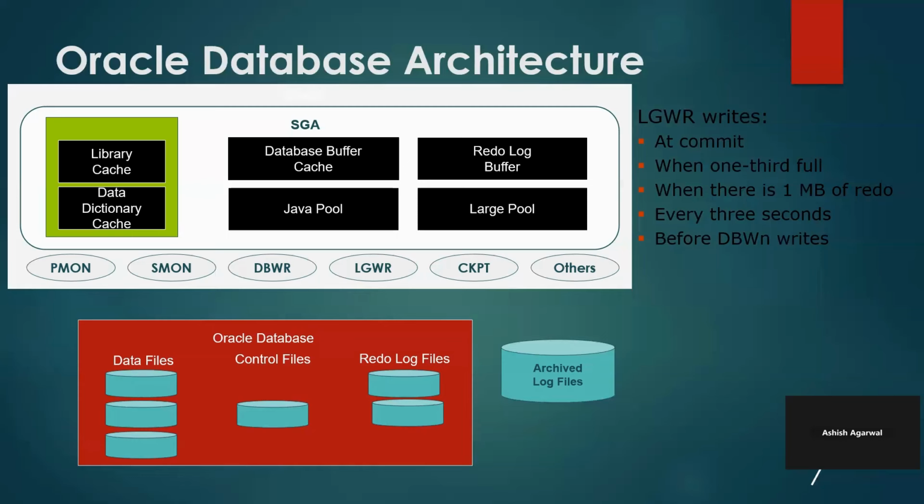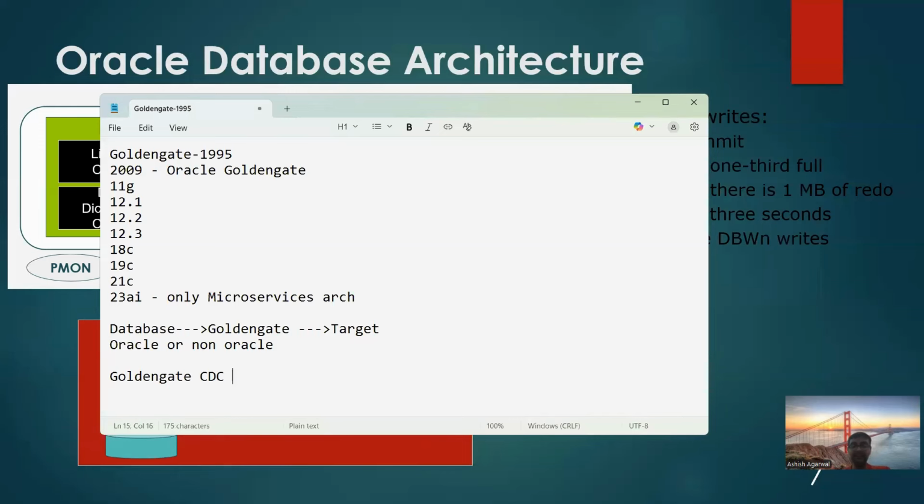Okay, so for GoldenGate to read the data from the source, now the question is, what is GoldenGate? So GoldenGate is a CDC tool. CDC stands for change data capture. So whatever changes are happening on the source database, those changes will be captured.